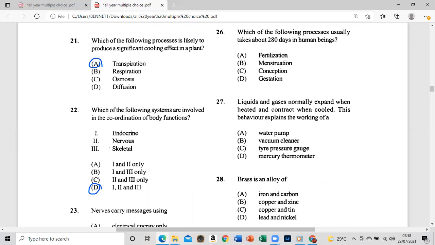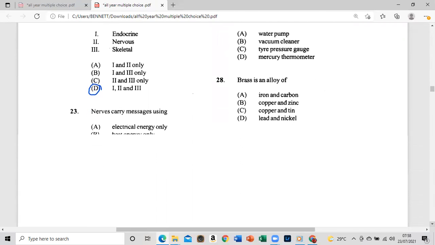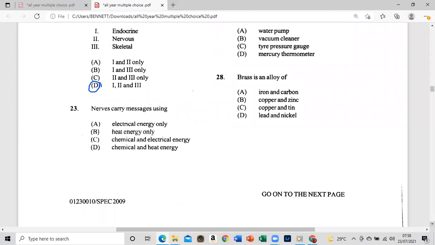All right. Let's move on to number 23. Nerves carry messages using, is it A, electrical energy only, B, heat energy only, C, chemical and electrical energy, or is it D, chemical and heat energy?